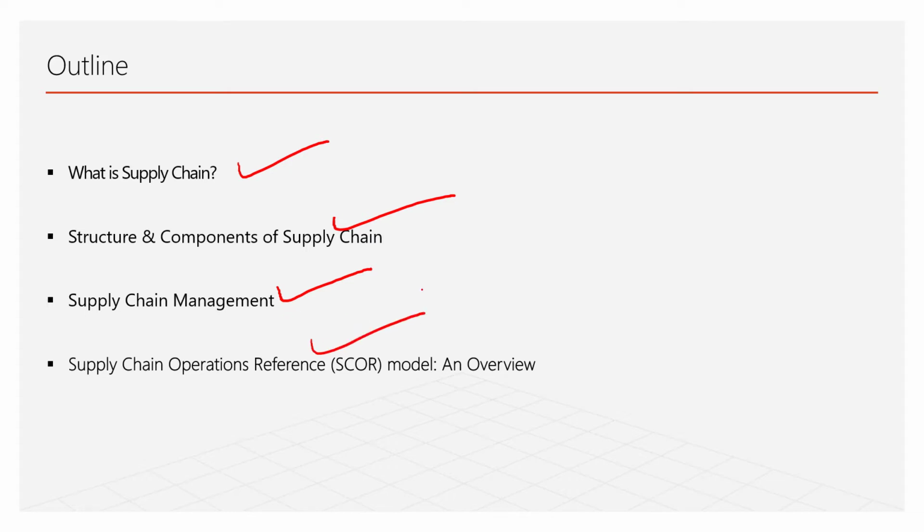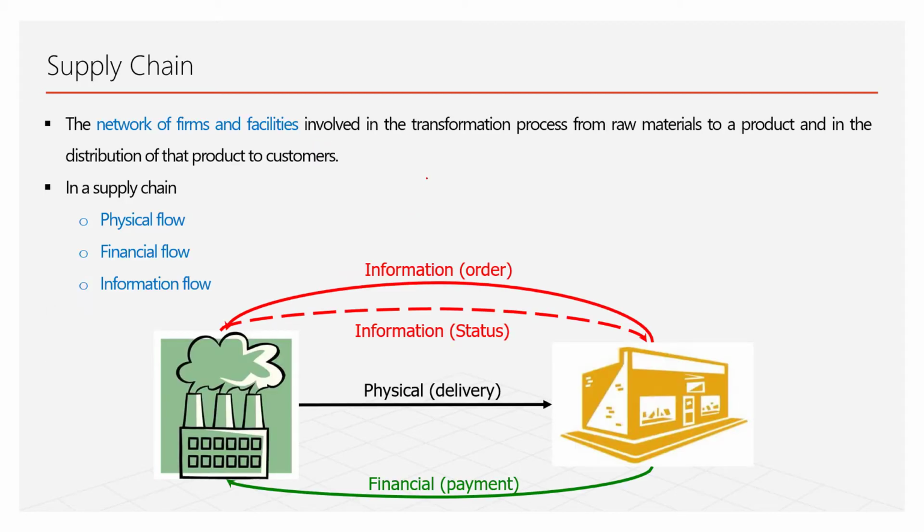Okay. So let me first of all define how we can define the supply chain. Basically, a supply chain is a network of organizations, or you can say a network of firms or facilities, that are involved in transforming the raw material into the finished product, and then that finished product must be distributed to the customer, or you can say the final consumer. So when we are defining the supply chain, we are basically dealing with three types of flows. One is the physical flow, which is basically moving from the manufacturing firm towards the customer. Then we have the financial flow as well as the information flow.